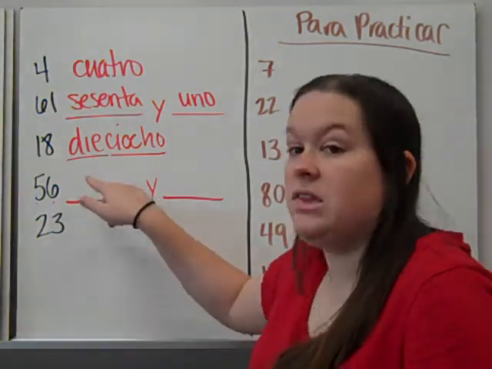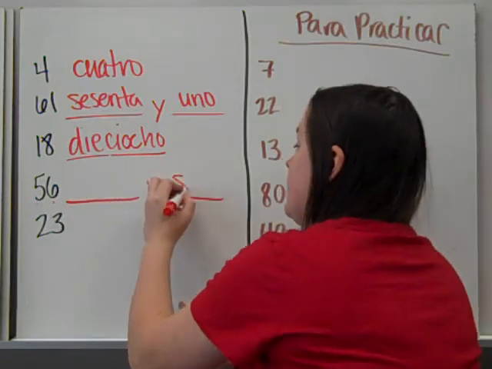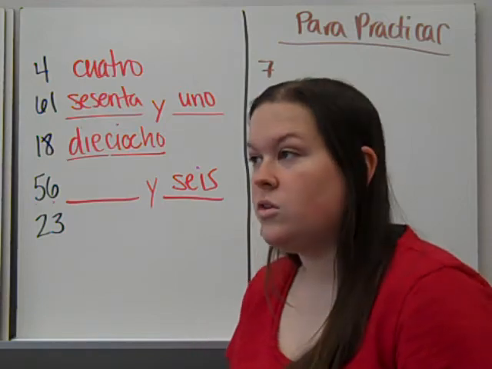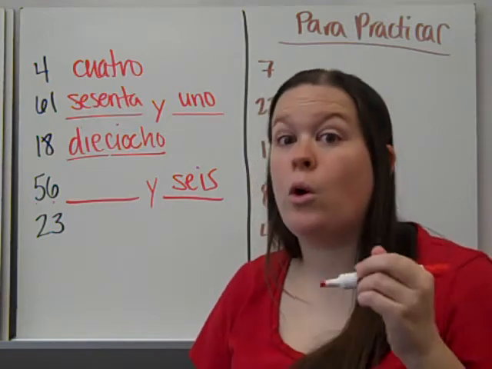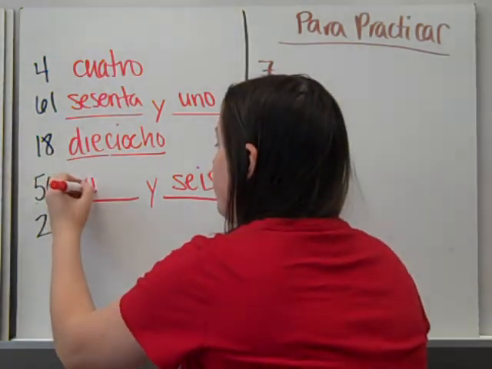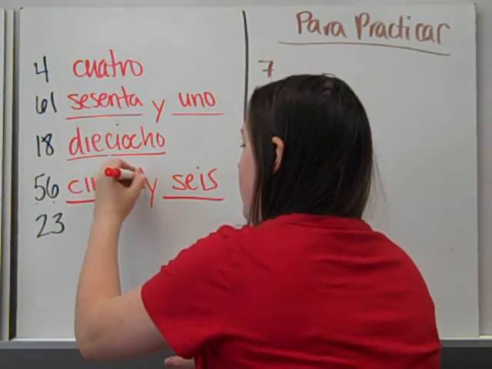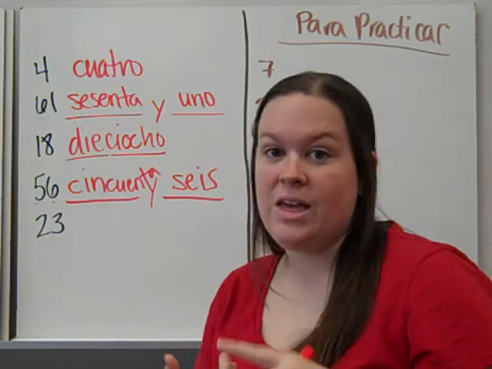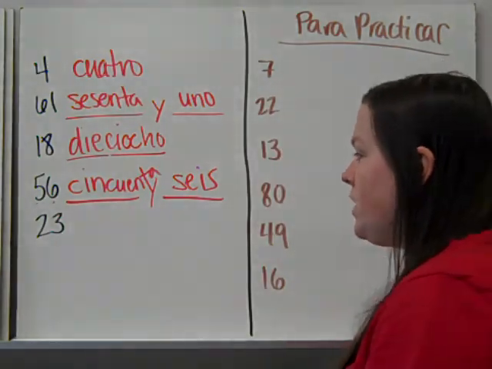Remember, we cannot write 5 y 6. We have to take our tens value, which is 50. So instead of 5, I want 50. Ran out of space. 50 y 6. 50 and 6. And 23.